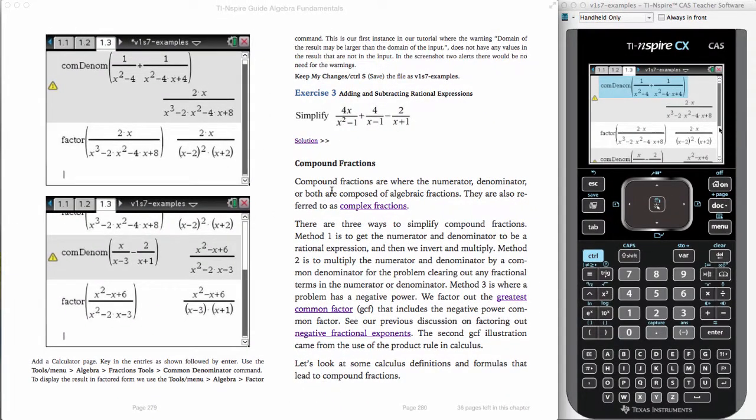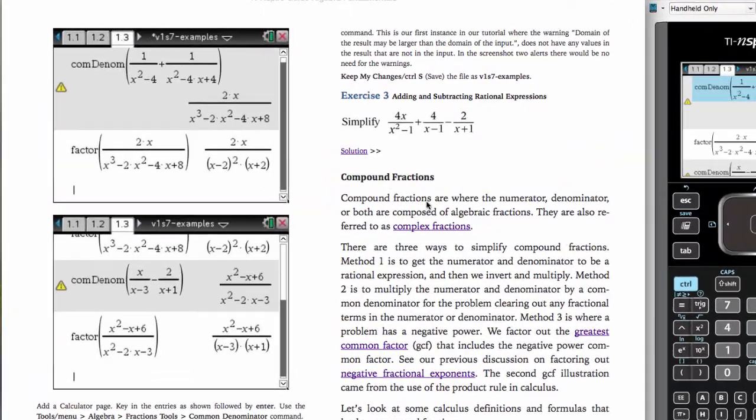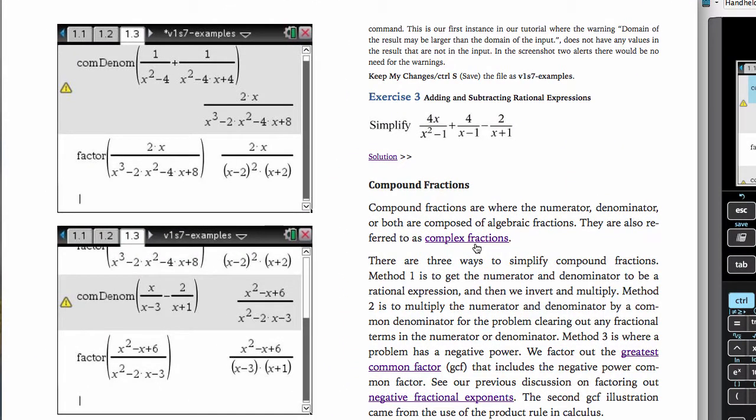The next thing we're going to look at is compound fractions or complex fractions. Compound fractions are where the numerator and denominator are both composed of algebraic factors. There are several different ways that we can use to simplify these, so take a look at the different methods that are explained in the book.